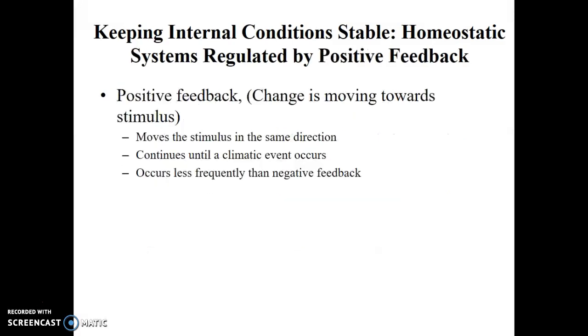The other feedback mechanism is called positive feedback, and in this one, whatever that stimulus causes, we push towards the stimulus. So we move the stimulus farther and farther away from that set point until we snap back into homeostasis. Typically, we're going to hit some climactic event, and then we're back to homeostasis. The best example of positive feedback is childbirth and breastfeeding. But blood clotting is another example of positive feedback.